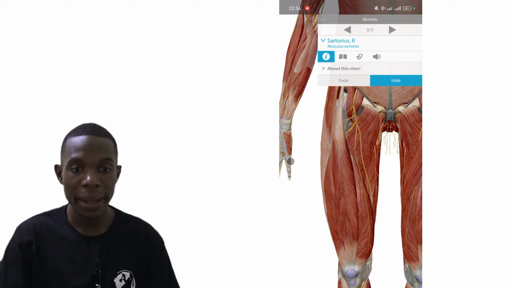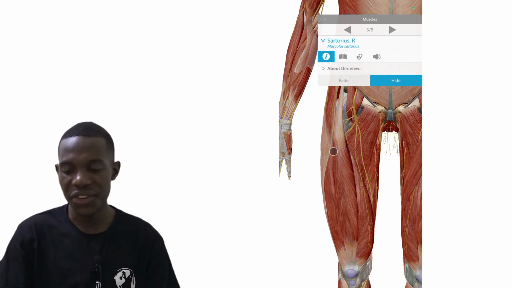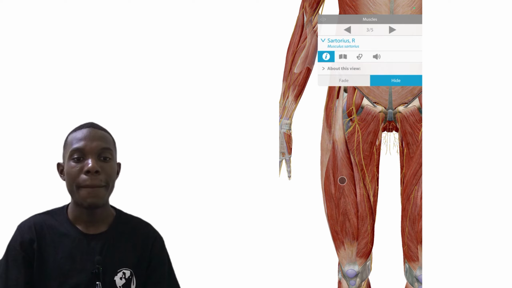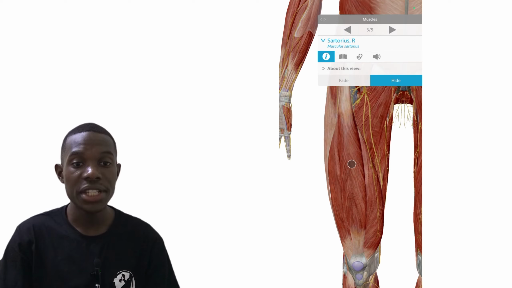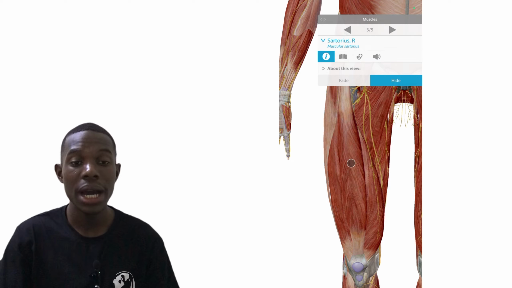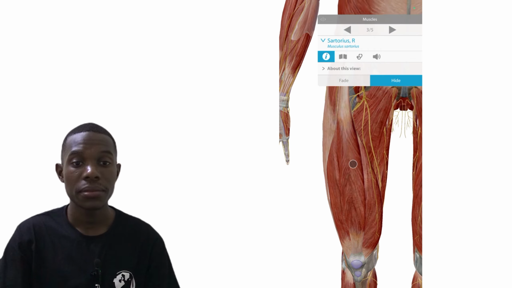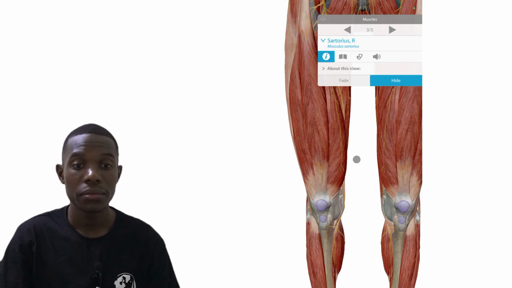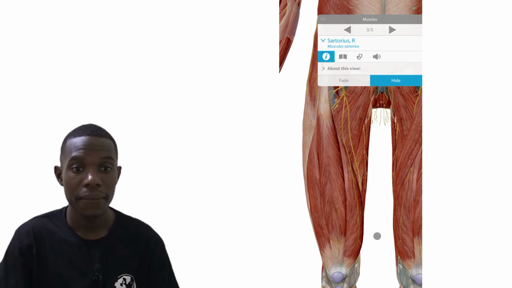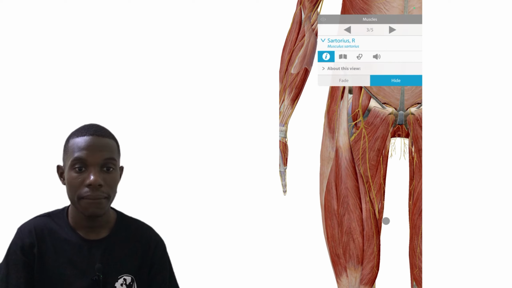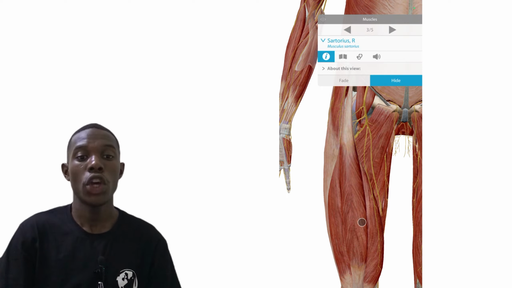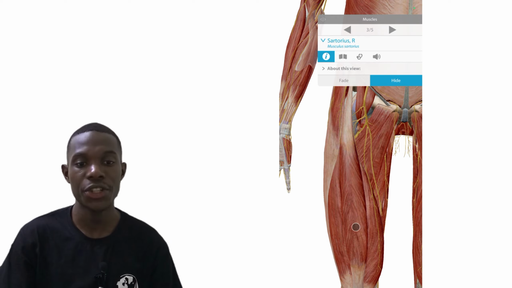Now let us go to the quadriceps muscles. You need to take note of these ones. The quadriceps muscles. Let me try to zoom so that you can see. Right. So it's made up of four muscles.